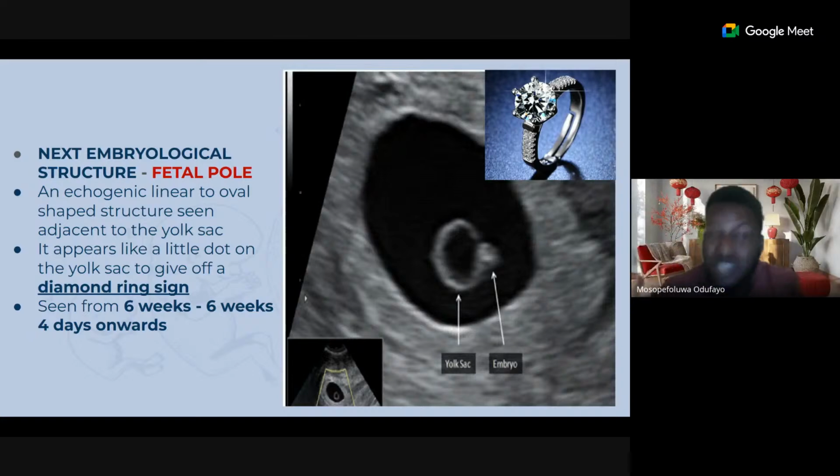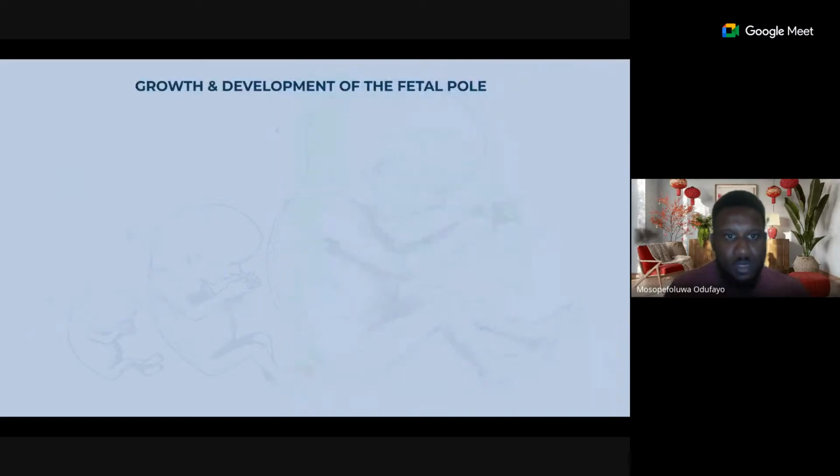Sometimes if you look very closely, zoom in, do all the focus you can, you can use the transabdominal probe to see this, and sometimes even detect the heart rate on it. But that means you must have a pretty good machine. Is that okay? So it can be seen as early as 6 weeks or 6 weeks and 4 days. From experience, I've seen it at 5 weeks and 5 days before, or about 5 weeks and 6 days. But you can see it's almost approximating 6 weeks. Is that okay? Yeah. So that's the diamond ring sign.